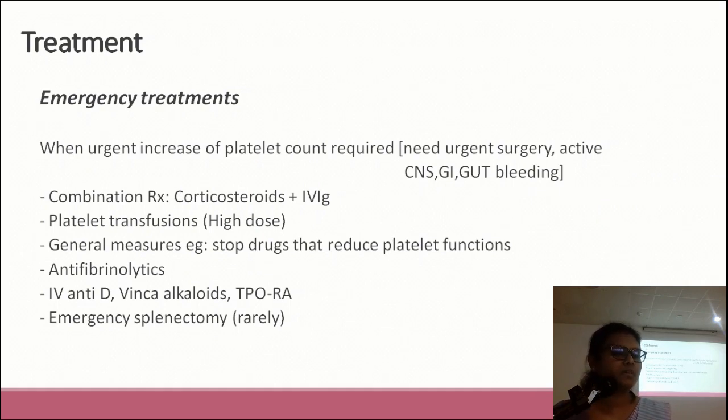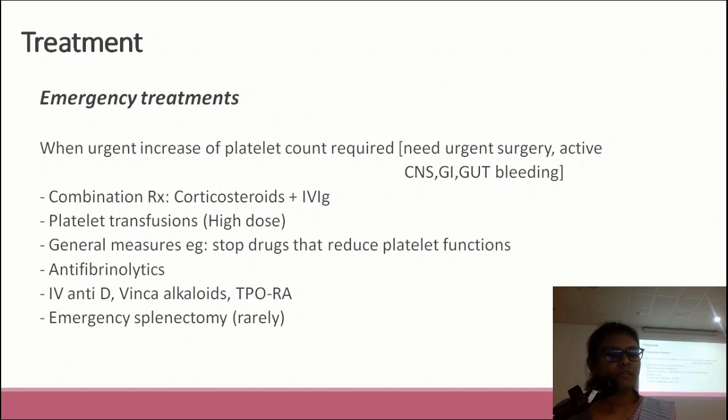Emergency treatment is indicated if we need urgent increment of platelet count, such as prior to urgent surgeries or when the patient presents with active bleeding, for example ICH. In this situation we consider a combination of treatment, mainly IVIG with steroids, most probably methylprednisolone. Most patients need high-dose platelet transfusion in this situation, but otherwise platelet transfusion is not indicated. That is because the underlying pathology is immune.